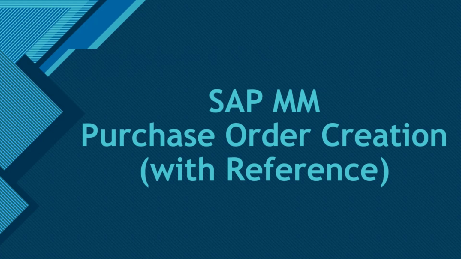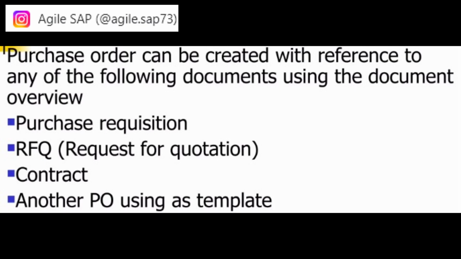In today's video, we will be talking about how to create a purchase order with reference to another document. In the last session, we talked about creating the purchase order standalone. However, in this video, we will check how we create a purchase order with reference to another document. So let's start. If you want to create a purchase order with reference, there are various documents from which you can create a purchase order.